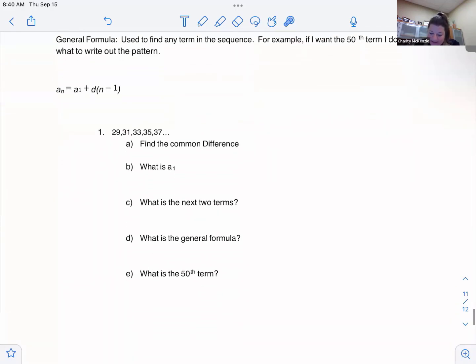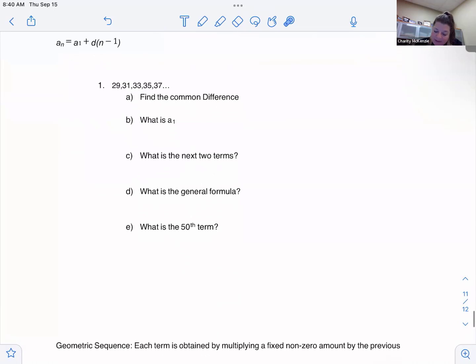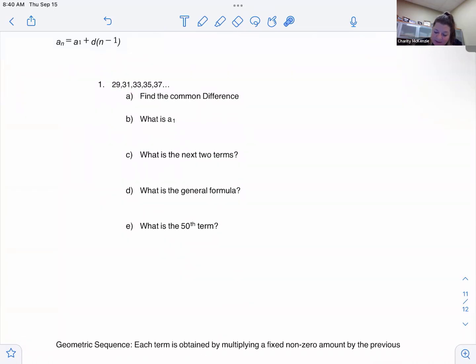Okay, so look at this problem. We're going 29, 31, 33, 35, 37. Take a second. How do I get from 29 to 31? Okay, good. I'm just adding 2, correct? Just adding 2.